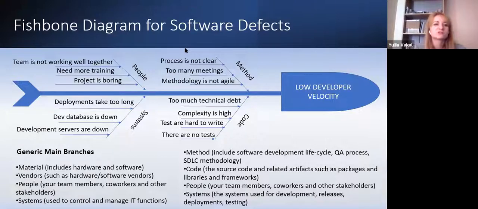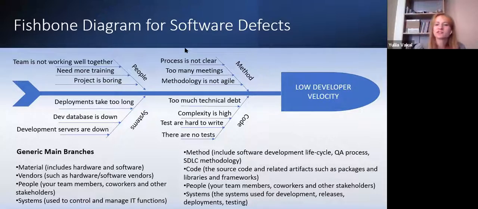So for instance, process is not clear. Too many meetings. Methodology is not agile, maybe. Code: too much technical debt, complexity is high, tests are hard to write, there are no tests. I believe I probably could use this diagram straight away on my company's problems. People: team is not working well together, needs more training, project is boring. And systems: deployments take too long, dev databases are down, development servers are down.